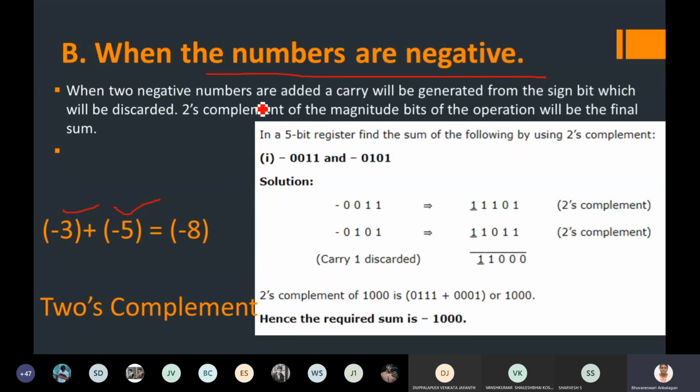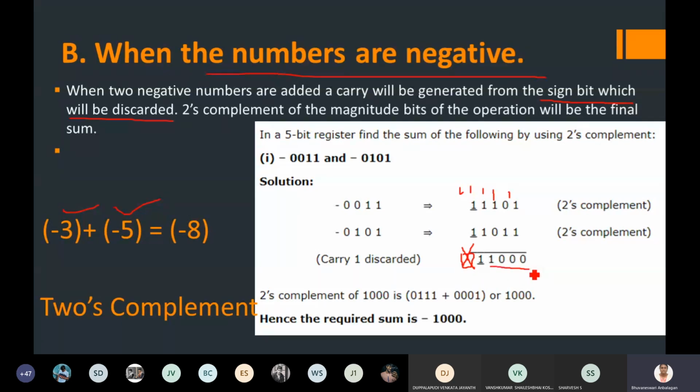Okay, so when two numbers are added, a carry will be generated from the sign bit, which will be discarded. So by adding that, 0, 1 will become 0, 1 will come, 0, again 1 will come, 1, 1 will come, again 1, 1 will come, here 1 is there. So this carry is being discarded. What is the result? 1, 0, 0, 0, 1, 1, 0, 0.